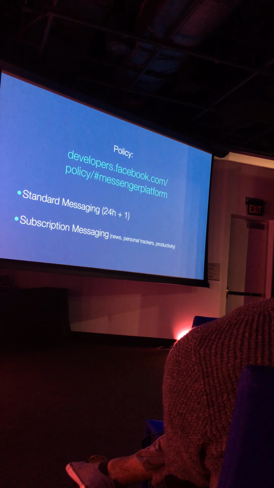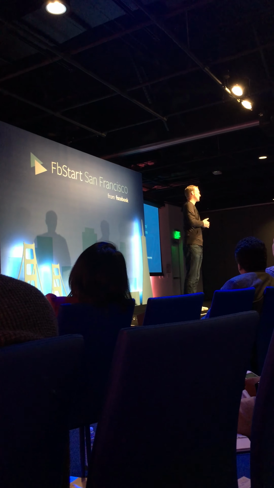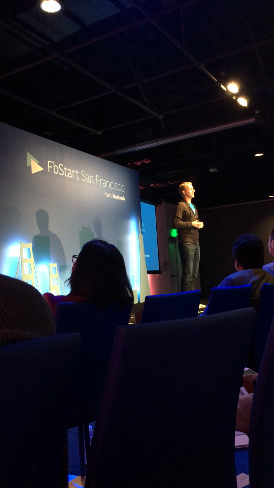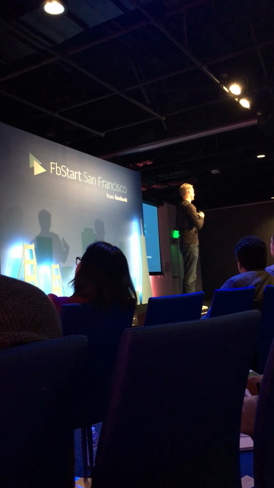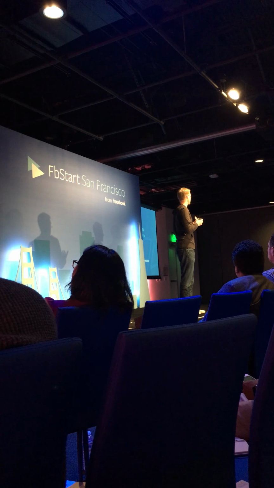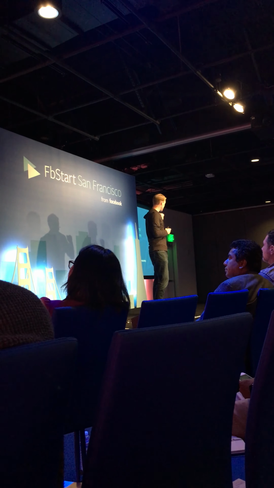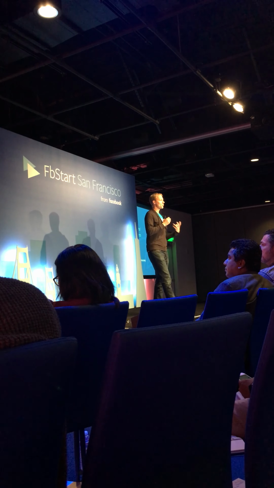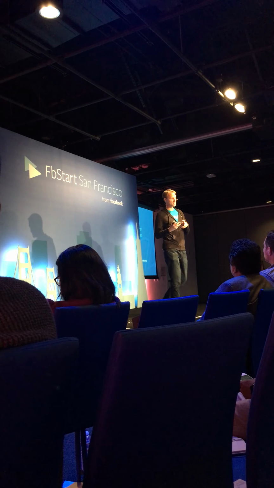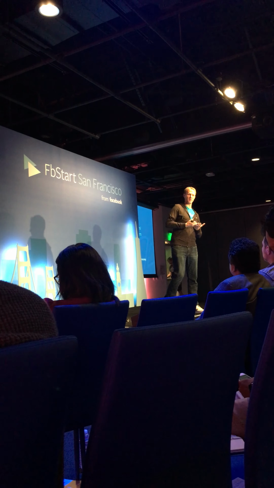So say, for example, you buy a razor online from your favorite online razor selling company, and say once a month you get a razor sent to your house. You can send a receipt for that each month, regardless of whether or not they've messaged you in the past 24 hours. So receipts, for example, are exempt from this policy. And the second permission that's available is subscription messaging. We created the ability to do subscription messaging because there's a certain number of use cases that don't really fit very cleanly into that 24+1 policy.